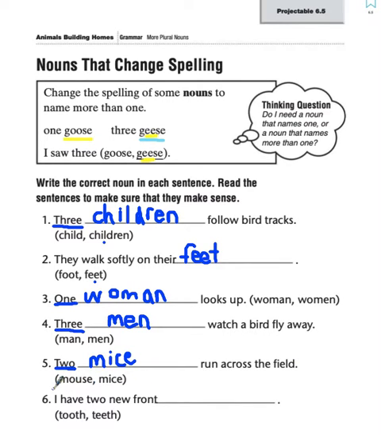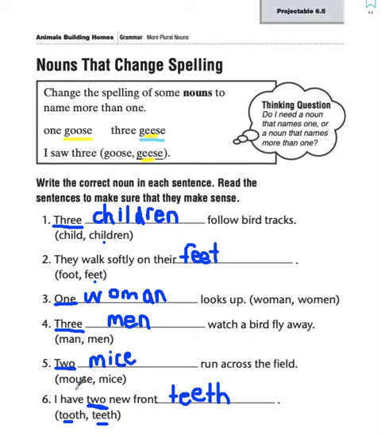And last but not least, I have 2 new front blank. Well, I saw the word 2. I almost highlighted it right away. Tooth and teeth. I have 2 new front tooth. That really sounds kind of weird. I have 2 new front teeth. That sounds pretty good. So we're going to put the word teeth here in the blank. Now notice that only a couple letters change in the word teeth. It goes from O-O in tooth to E-E in teeth.